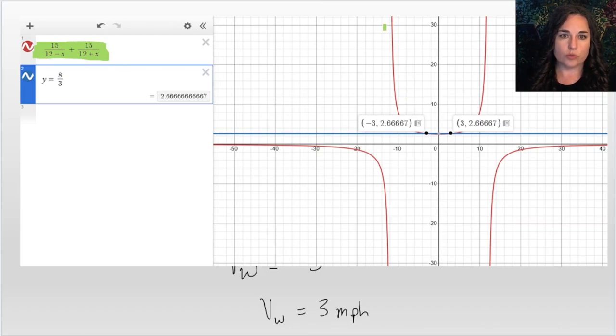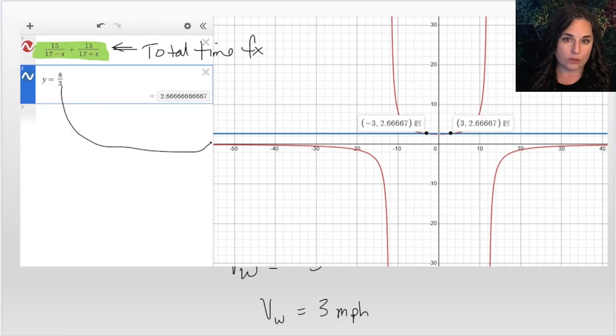That's going to be this red function over here. It's doing some weird things, which I'm okay with, but that was the total time function. This is a total time function. All right, and that's that red line in here. I set it equal to 8/3, which is going to be this blue line. Do you see this blue line here? That's what that blue line is.